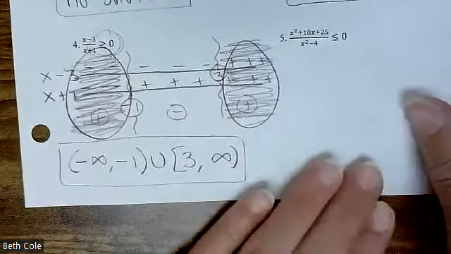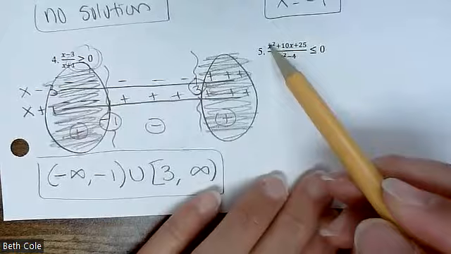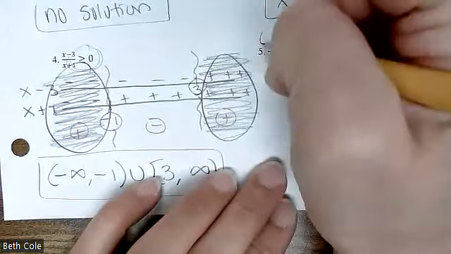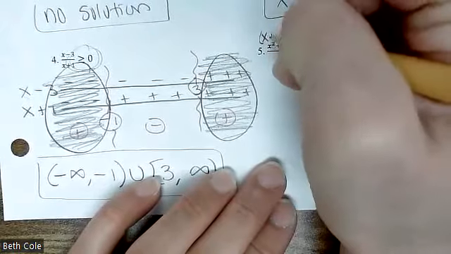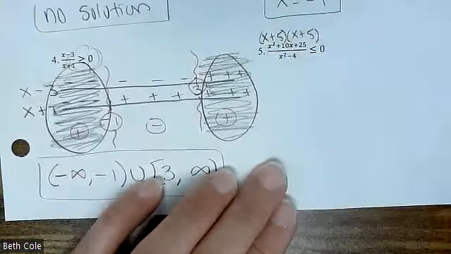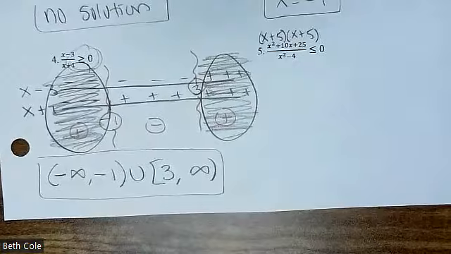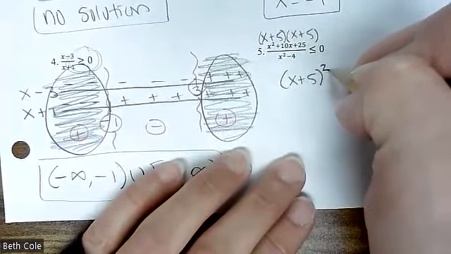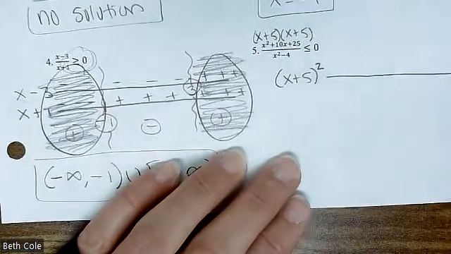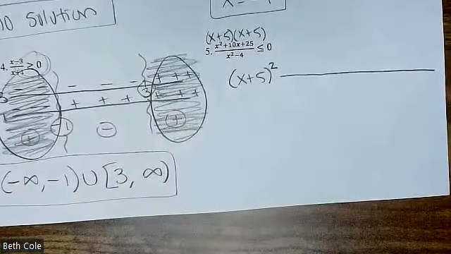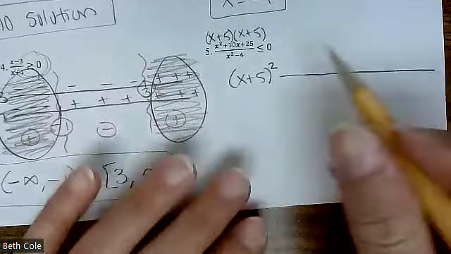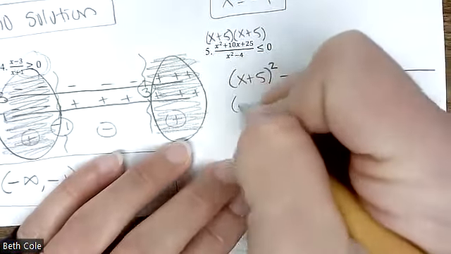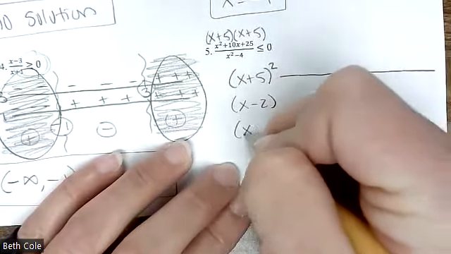Okay, let's try one more, and then we'll do our break. You have to factor the numerator before you can do the problem. How is that going to split? Good. Something weird happened. Isn't that weird? So we're going to write it as x plus 5 squared. And then how would the denominator split? Yep, x minus 2, x plus 2.